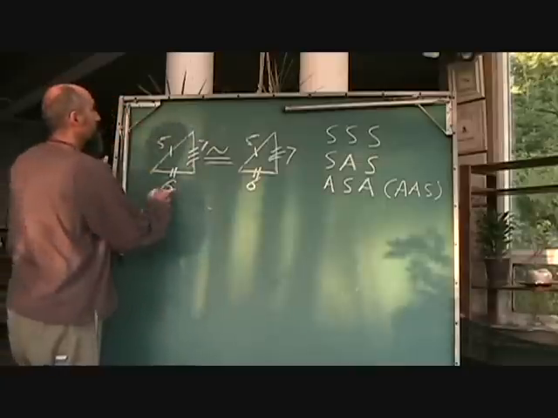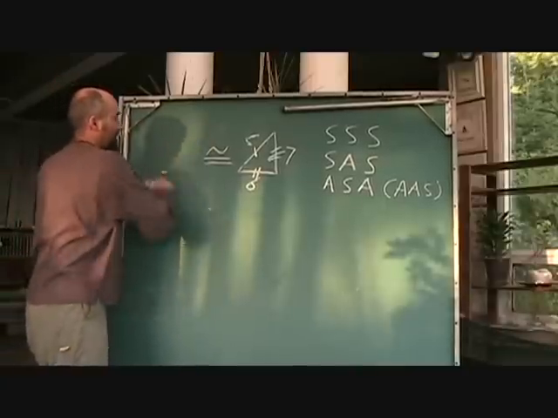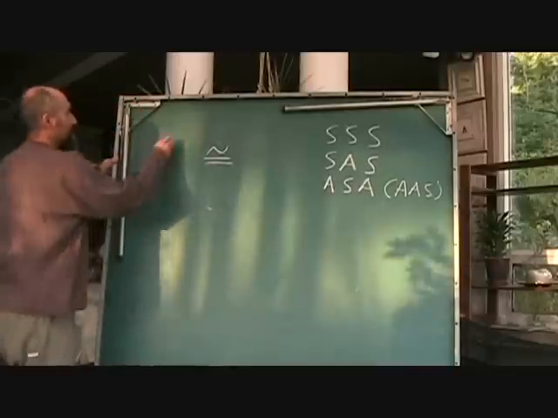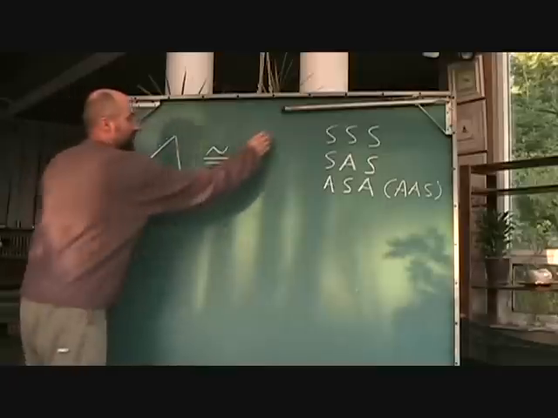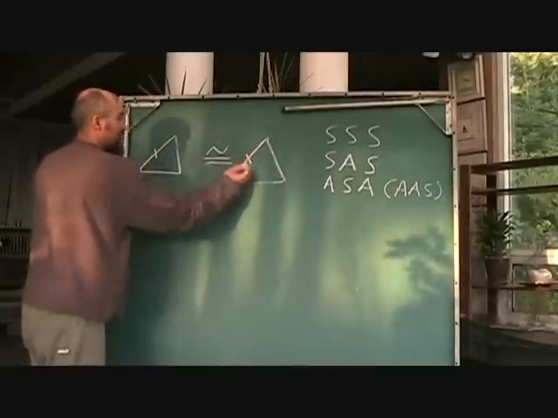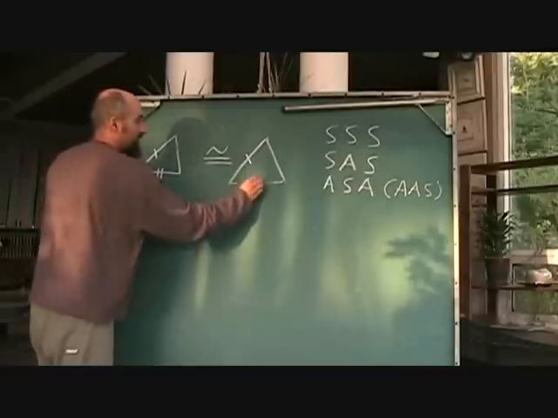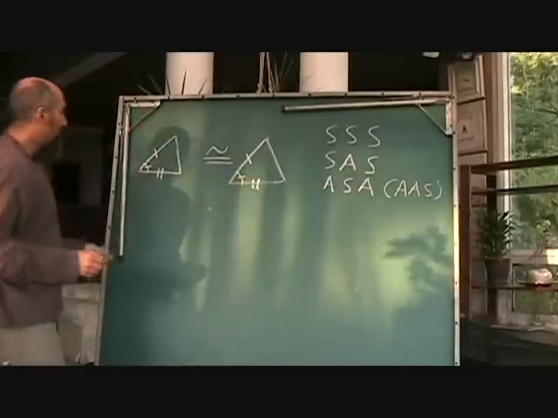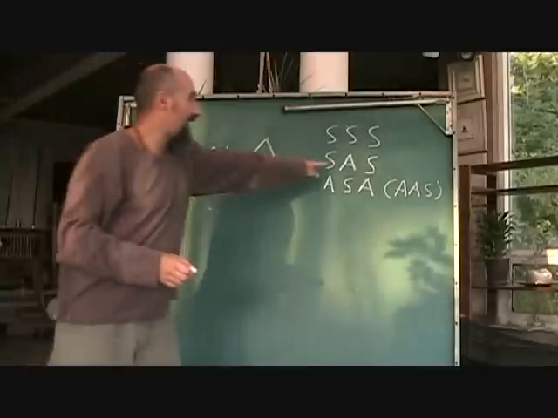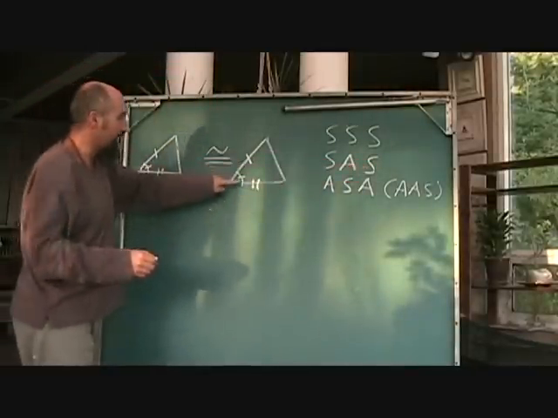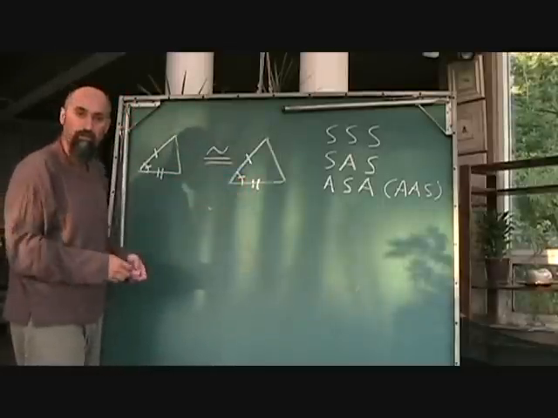They can also give you, they could say, here's two triangles. They could say, this side is equal to this side, this side is equal to this side, and this angle is equal to this angle. Well, what you have here is side, angle, side. Side, angle, side, side, angle, side. So these two triangles would be congruent.